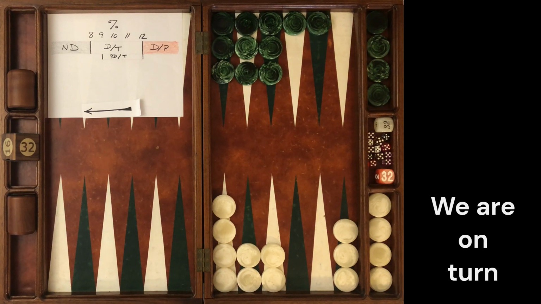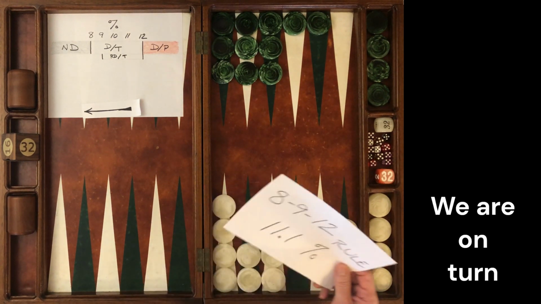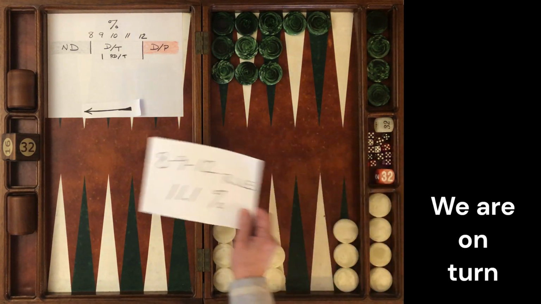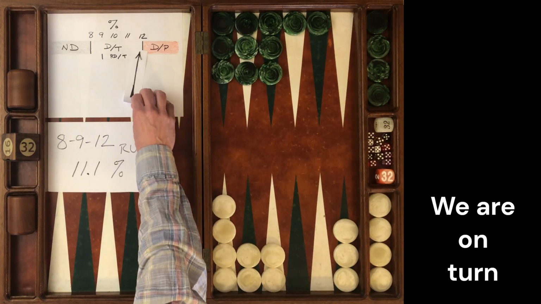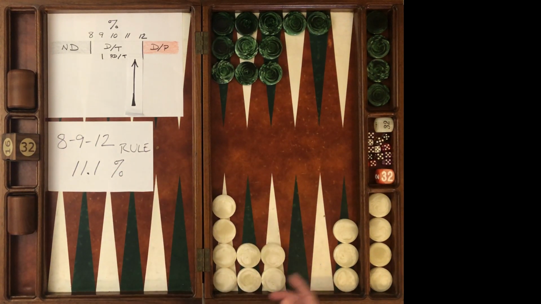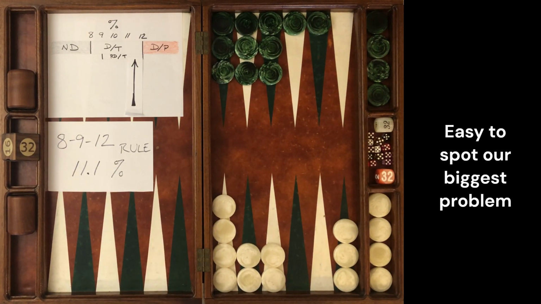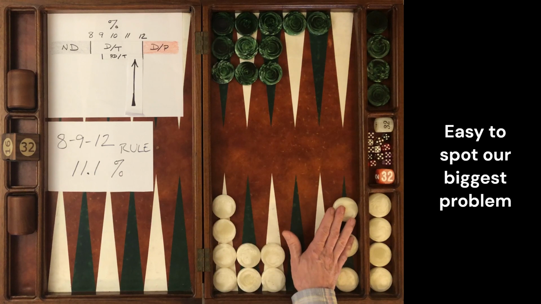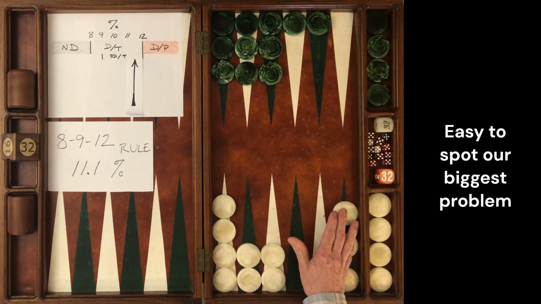Our last position we'll be looking at, we were looking at cubing our opponent. We do our count, and the 8-9-12 rule has us at 11.1. Very strong cube based off of the numbers. But our distribution is bad. It's not super bad visually, but remember in our first few, we saw a pretty big jump when we had extra checkers on the 1-point.